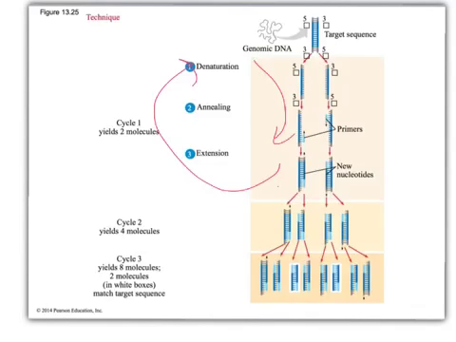So cycle 1 yields 2 molecules. Cycle 2, 4, 8, 16, and so on. That's an exponential increase. At the end of 40 cycles, you have an abundance of that piece of DNA, the insulin gene that we were talking about. Now you can use that for whatever purpose you want. This also is the basis for DNA testing, such as in crime scene investigations. Okay?